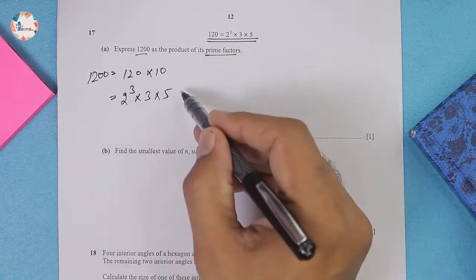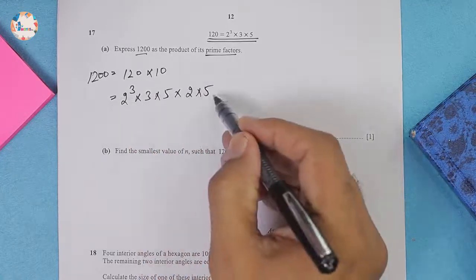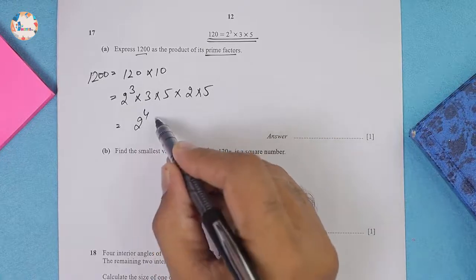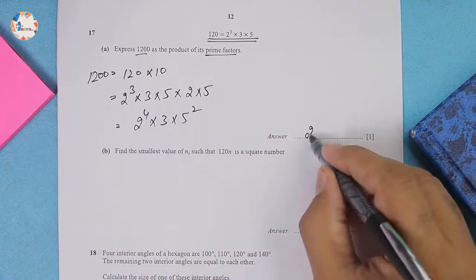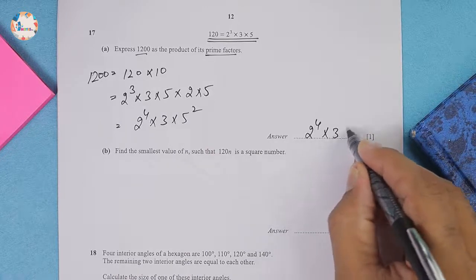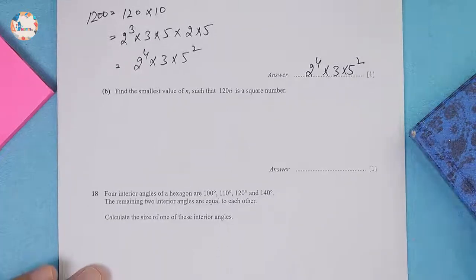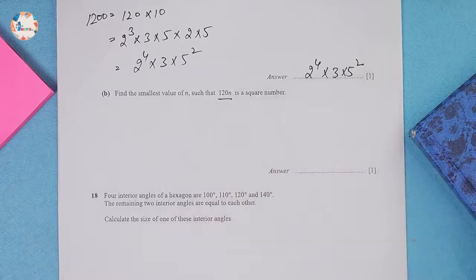Now we will write the prime factors of 10, which will be 2 into 5. And now we can combine all these. This will be 2 raised to 4 and into 3 into 5 raised to 2. This will be our final answer: 2 raised to 4 into 3 into 5 squared. Then find the smallest value of n such that 120n is a square number.